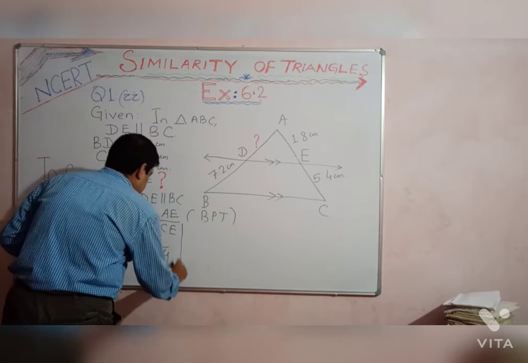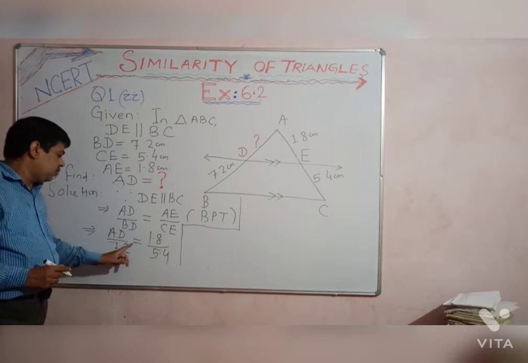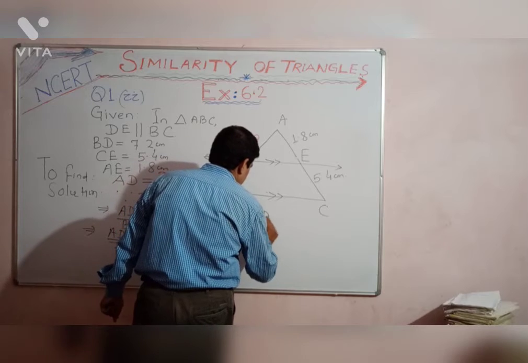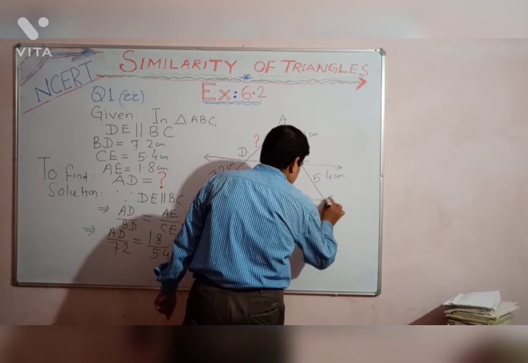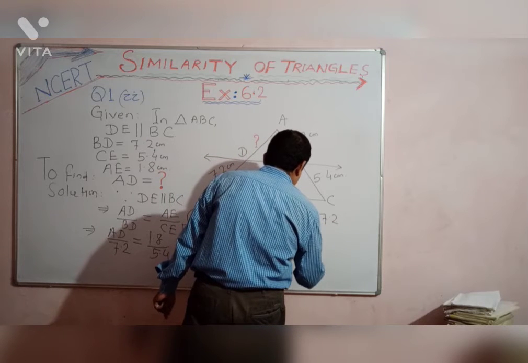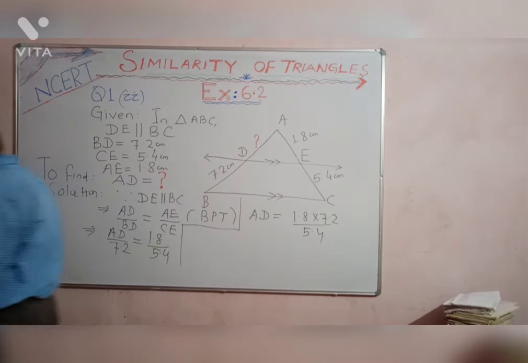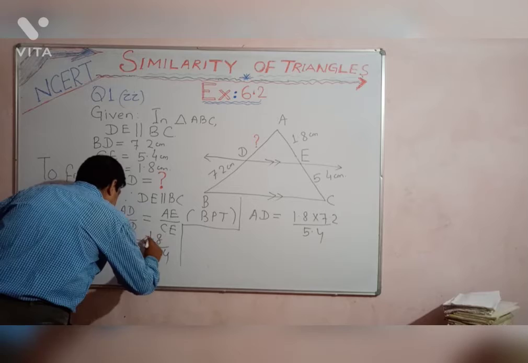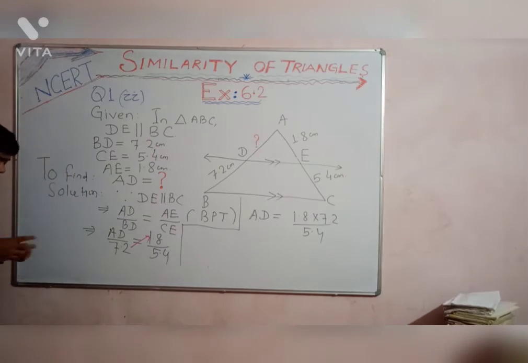Okay. After that, you simplify and find the value of AD. So AD is equal to 7.2 will be transposed, and AD is equal to 1.8 into 7.2 divided by 5.4. What will happen here? Here B will be transposed. Here the 7.2 will be transposed to the right hand side, and it will be multiplied with 1.8. Right? So this is the value of AD.